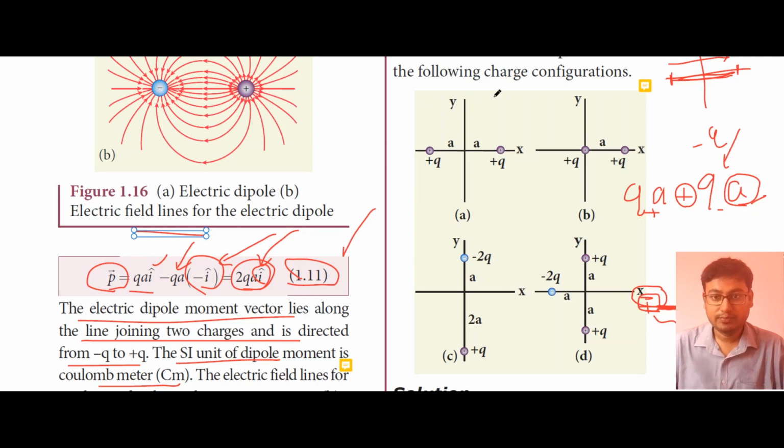Now this figure became too rough, so let me erase something from here and show you how to get the SI unit of dipole moment once again. Okay, so it is clear now. Just a moment.